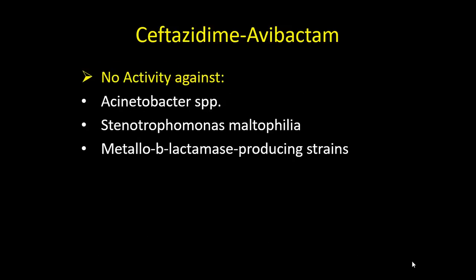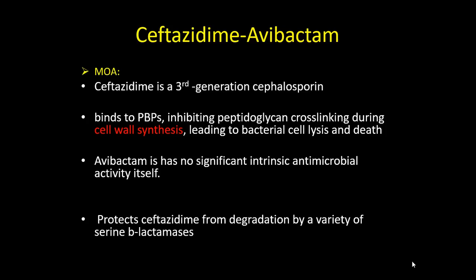Ceftazidime avibactam has almost no activity against Acinetobacter, Stenotrophomonas and metallo-beta-lactamase producing strains. Mechanism of action, it has a third generation cephalosporin, that is ceftazidime, which binds with penicillin binding protein, but it will get easily inhibited by the particular beta lactamase, that is serine beta lactamase, which is inhibited by avibactam.